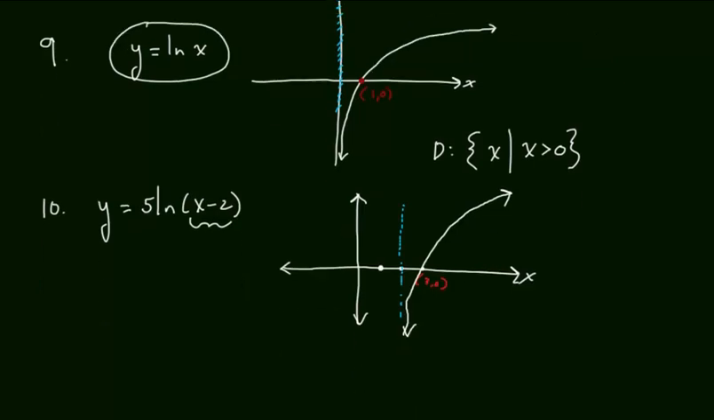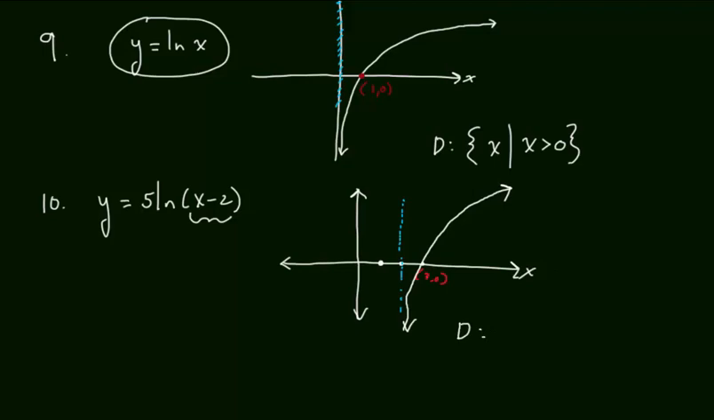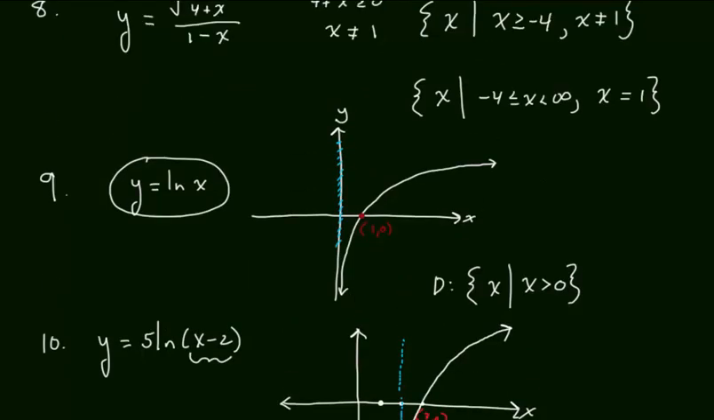So our domain: x such that x is now greater than 2. You can see the importance of knowing this graph in order to come up with a domain of other functions with the natural log that are translations of that parent function.